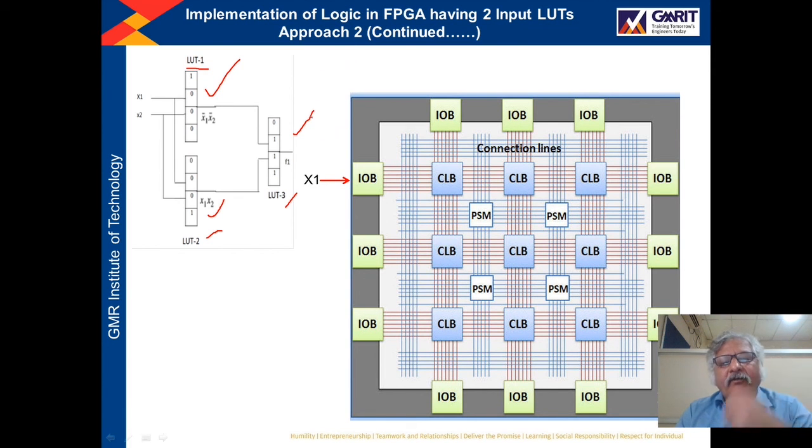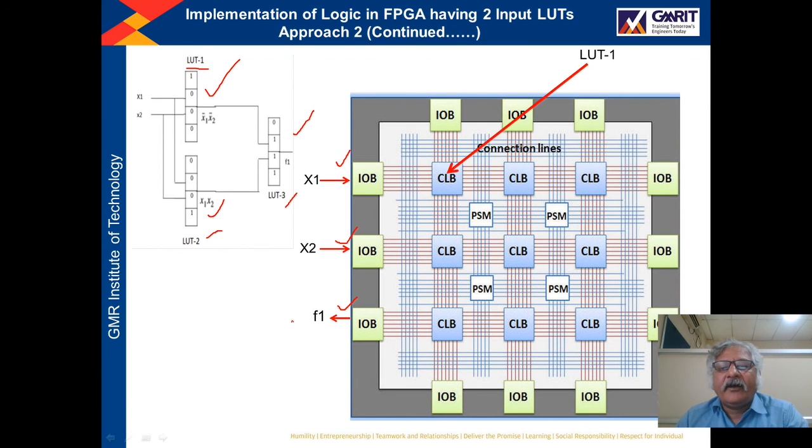Okay? So let us assume this time we have declared this IOB as input number X1. This is my input number X2. Let us assume this is my output F1. So these pins we have fixed. This fixing of the pins will be done by the designer.